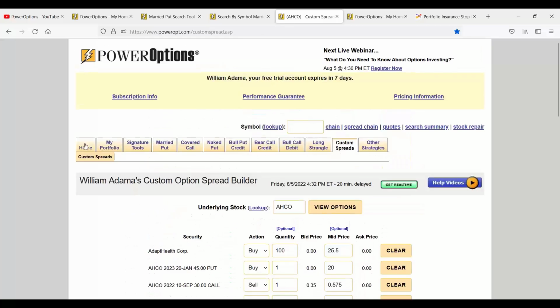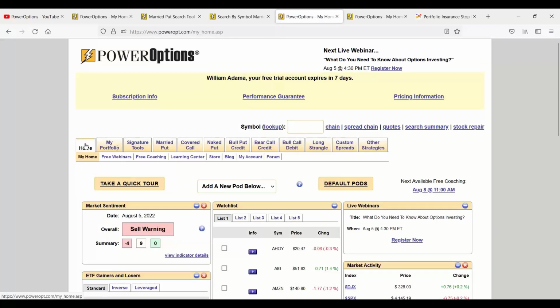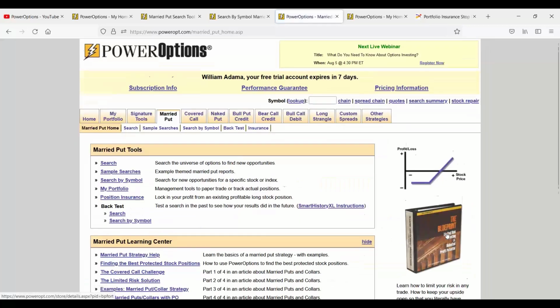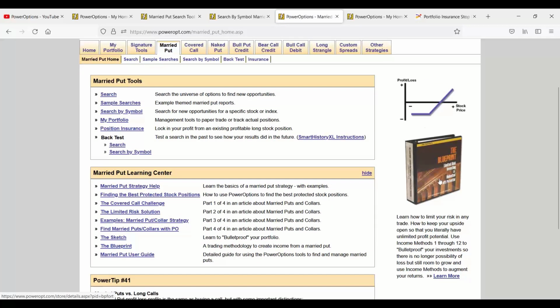Now, I know that sounds like a lot of information just to sell a call against a married put structure, but of course, that's why the blueprint is there. The blueprint is there to teach you all the ins and outs of the 12 different income methods, when to use them, how to use them, how not to use them to stay out of trouble.